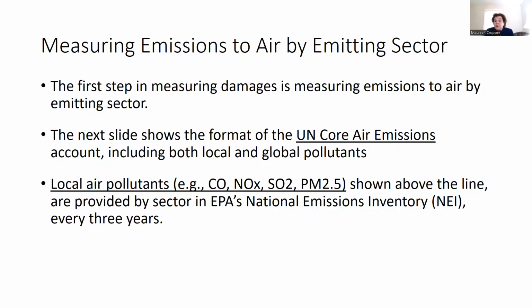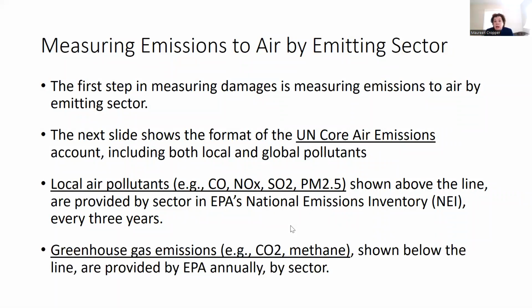The local air pollutants are shown above the line. These include carbon monoxide, NOx, SO2, fine particles. EPA provides estimates of these from the National Emissions Inventory every 3 years. Greenhouse gas emissions, CO2, methane, nitrous oxides, are shown below the line, and they're provided by EPA annually by sector.